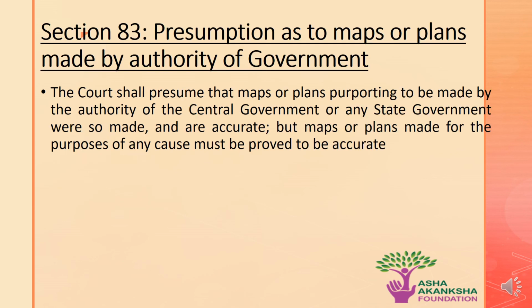Section 83 states presumption as to the maps or plans made by authority of government. This section states that the court shall presume that maps or plans purporting to be made by the authority of the central government or any state government were so made and are accurate, but maps or plans made for the purpose of any cause must be proved to be accurate.